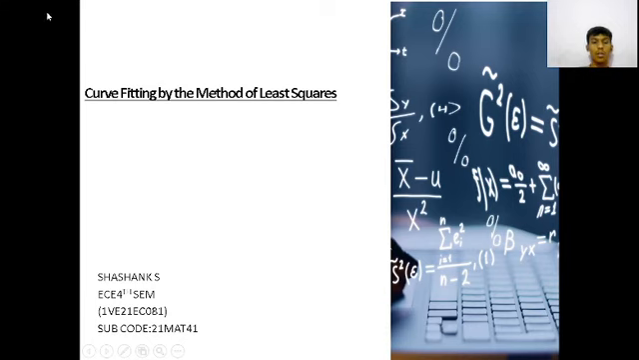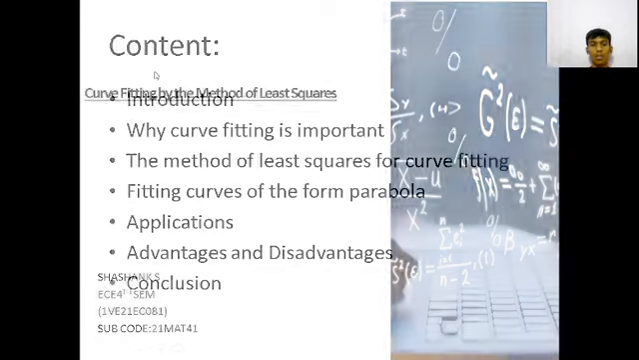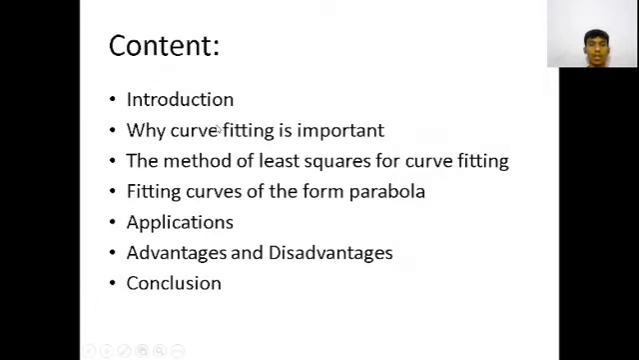So today's topic is going to be curve fitting by the method of least squares. So the content of today is introduction, why curve fitting is important, the method of least squares for curve fitting, fitting curves of the form parabola, applications, advantages and disadvantages, and conclusion.